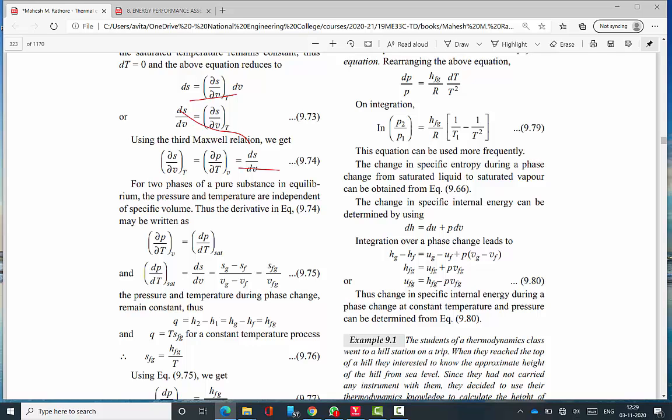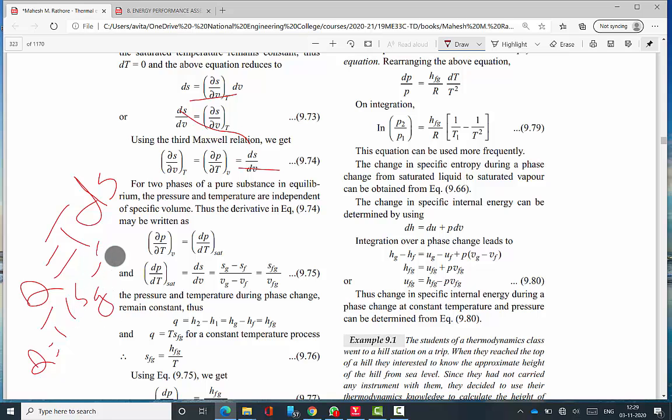Then Q equal to TdS. In previous time, Q equal to TdS, from the first and second law of thermodynamics. Then Q equal to T into Sg minus Sf. Sg minus Sf is what? Sfg. Therefore Q equal to T into Sfg.